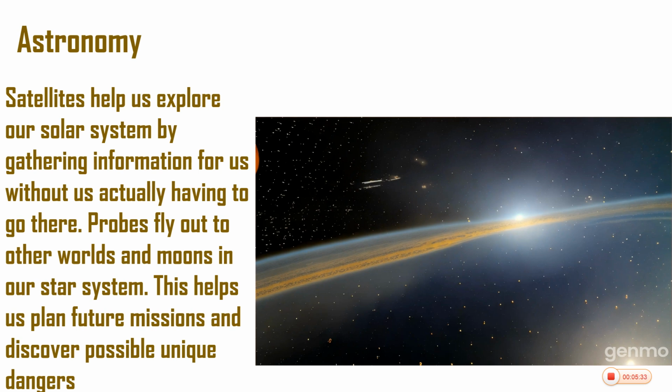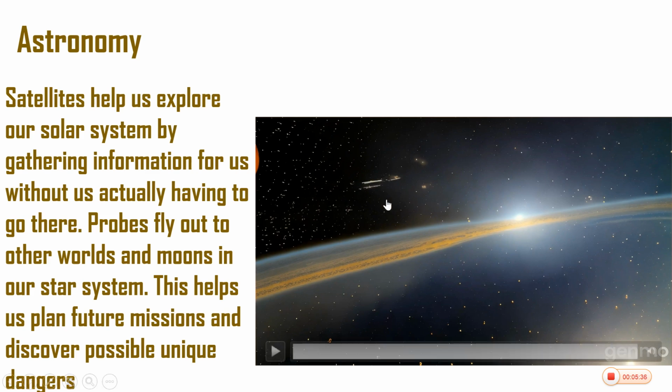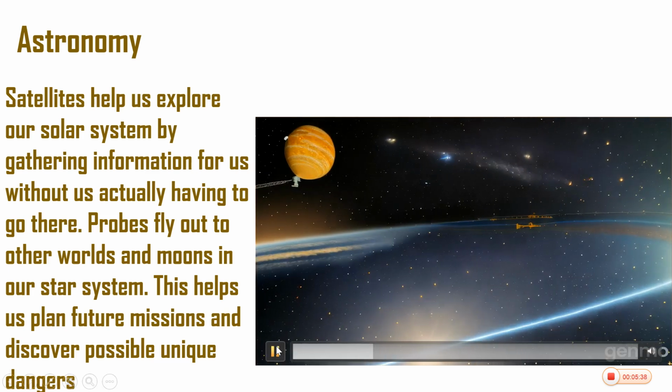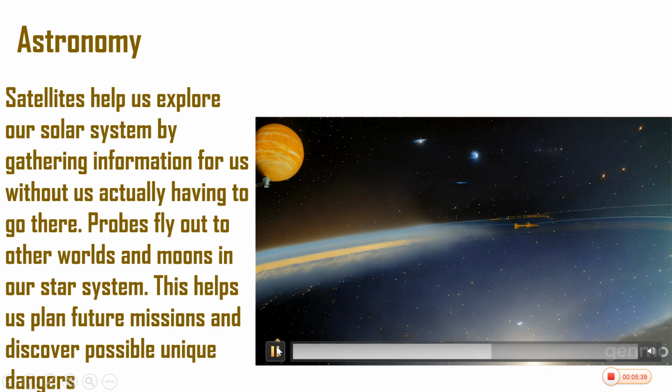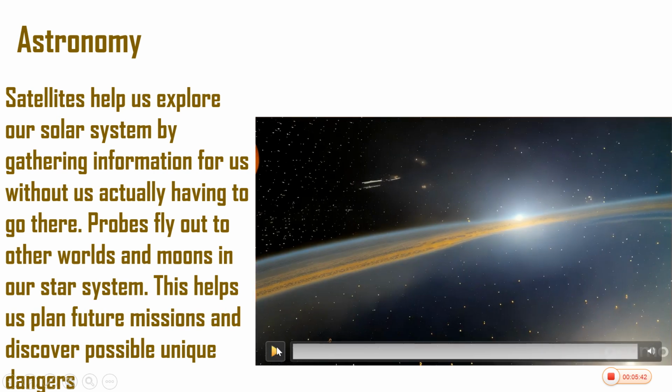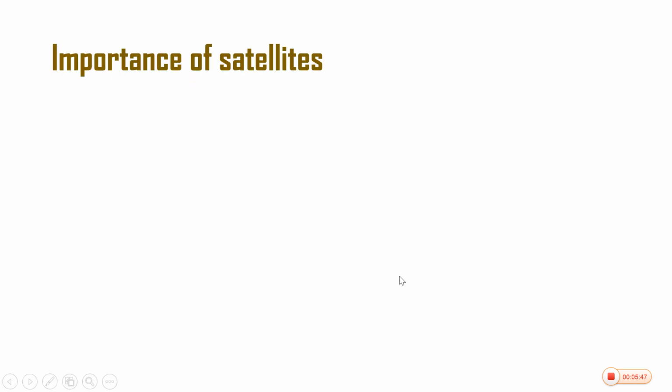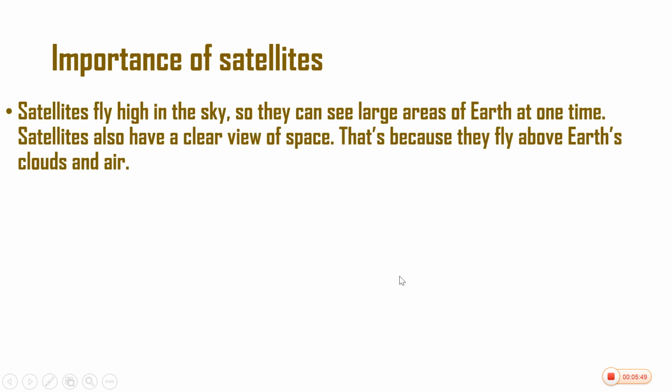The image on the screen is showing us the man-made satellite, which is moving in the outer space. Have you seen it in astronomy? It's moving in the outer space, and there's nobody there. It is just the image moving, and it is able to get information without us having to go there.